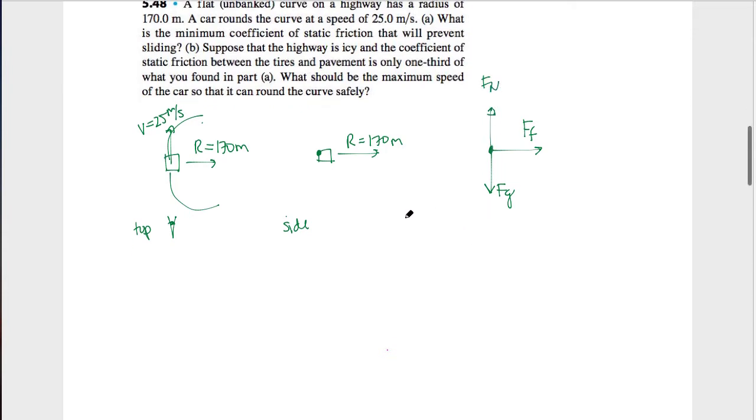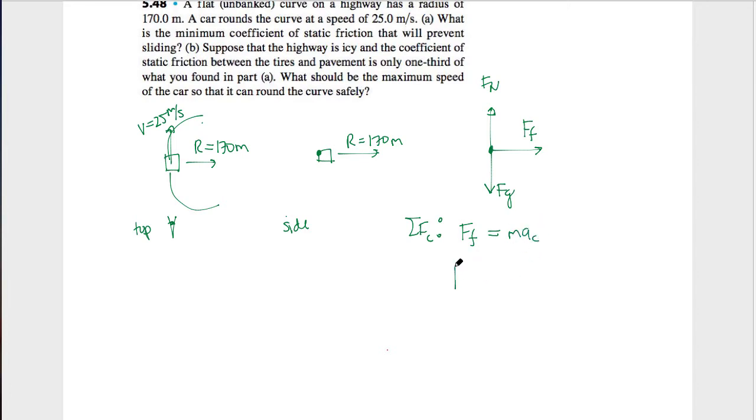The sum of forces in my x direction is really my centripetal direction. I can say either one, but centripetal makes a little more sense to me. So I'm going to say that the force of friction, which is positive toward the center, is equal to m times my centripetal acceleration.